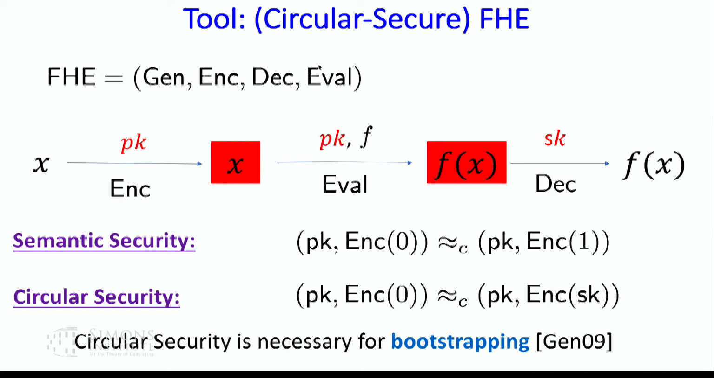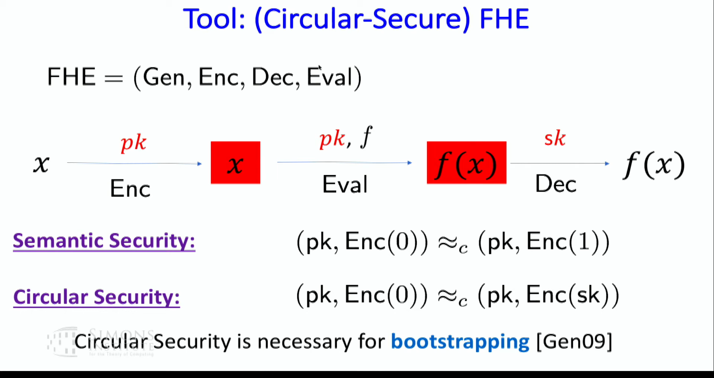So let me show you how we do it. Here's homomorphic encryption. Hopefully you've seen this before. You can encrypt inputs, apply functions, and decrypt and get out f of x. As I said, we're going to assume circular security, which technically for us means that an encryption of a secret key looks like an encryption of zero.